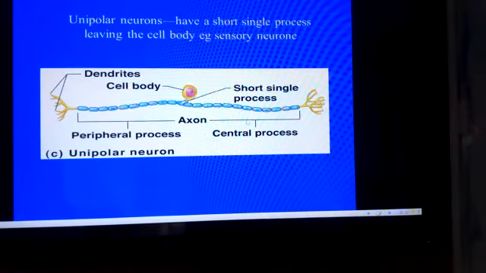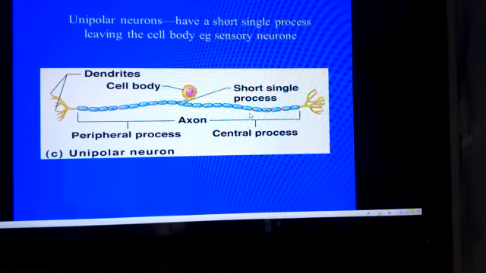The other one is the unipolar neurons. These ones have a short single process leaving the cell body, for example, as can be seen in the sensory neuron. Look at this structure here. There is a short, where my cursor is pointing here, there is a short single process that is arising from the cell body, and then it is connected to the axon, and therefore such a neuron, we call it unipolar. Remember, uni means one, so it's just one dendrite that is arising from the cell body.